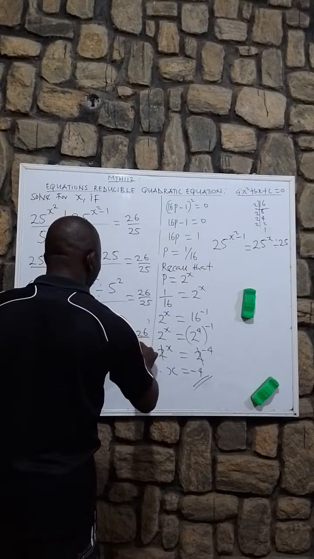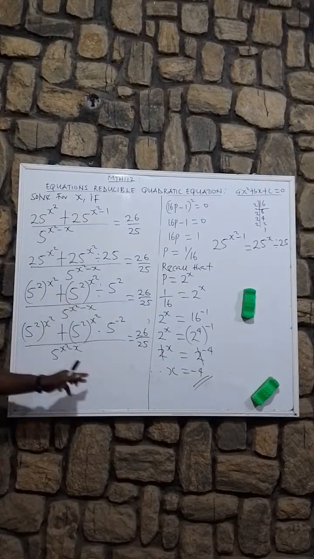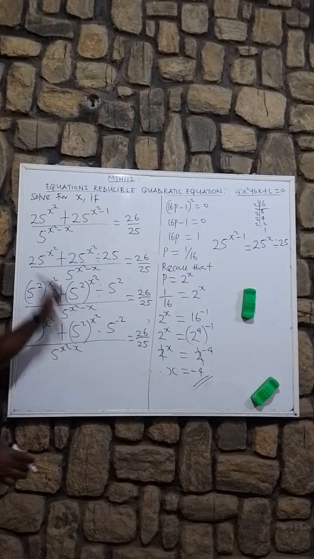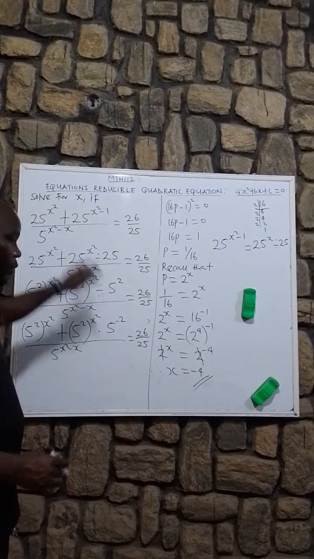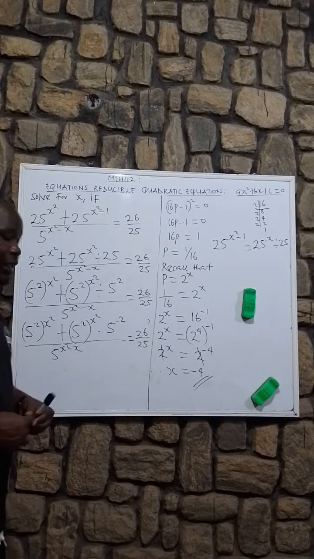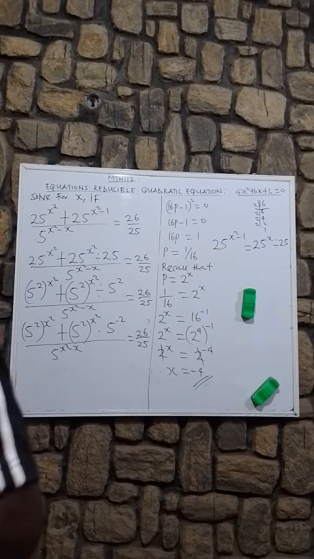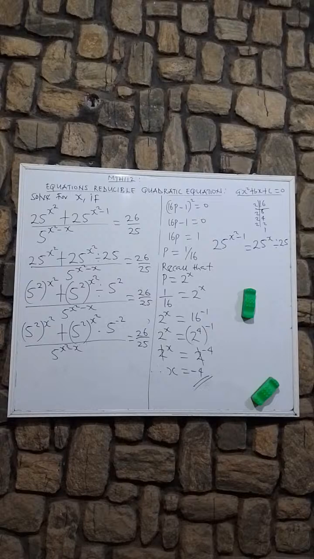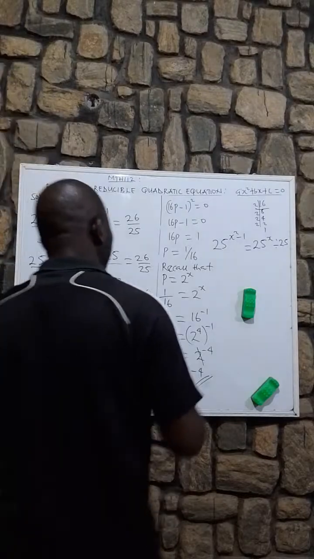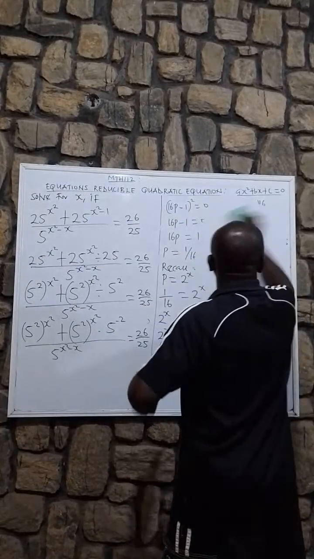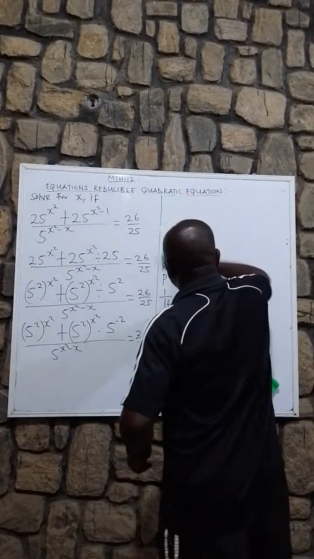26 all over 25. You are going to see this question in the exam. Take it down. This question, you will see it in the exam. Very important. You will see it in the exam. Don't play with it. You will see this question in the exam.